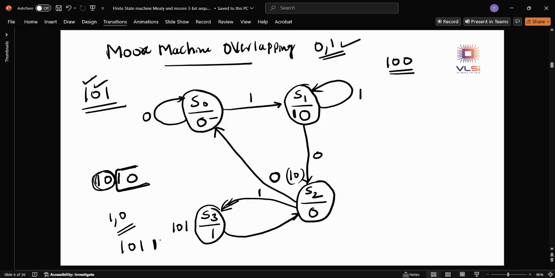So this is about the sequence detector, detecting the 3-bit sequence 1 0 1. Like this you can design. For 3 bits there are eight possible combinations, such as 0 1 0, 1 0 0 and 0 1 1. You take these cases and try to design them using Mealy machine and Moore machine, both overlapping and non-overlapping. Hope you understood. Okay, thank you.